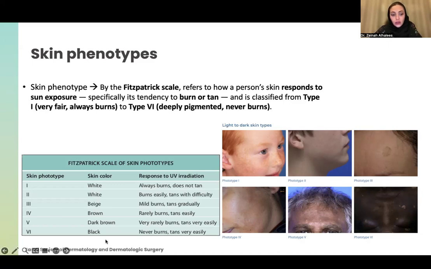So if you have a Fitzpatrick phenotype skin 1, that means that they're white, they always burn, they never tan. 2, they're also white, but they burn easily and tan with difficulty. 3 is beige. Most of our patients fall between 3 and 4. So beige, where they mildly burn and they tan gradually, and brown is where they rarely burn and they tan easily. And then 5 and 6 is dark brown and black, where they very rarely burn and tan very easily, or they never burn and tan very easily.